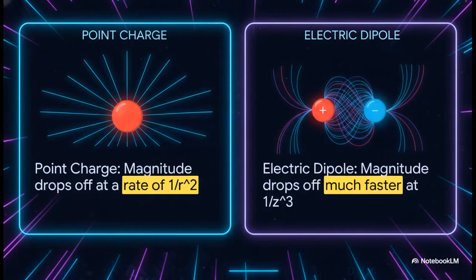But things get a whole lot more fascinating when we add a second particle. Now here's where it gets super interesting. The rapid signal decay of an electric dipole compared to just our single point charge. A dipole is simply two particles of equal but opposite charge, separated by a really tiny distance.